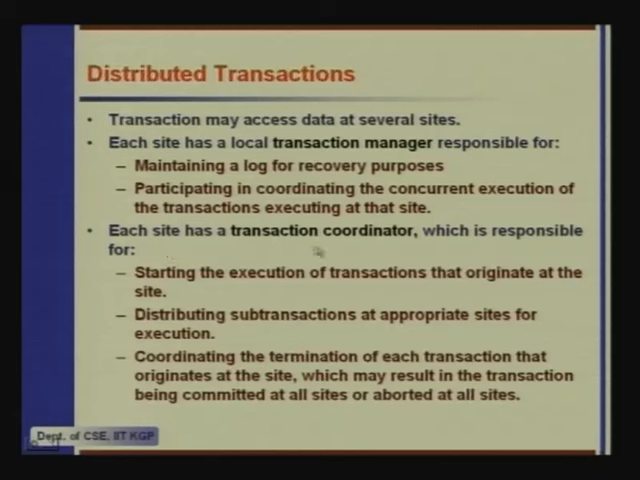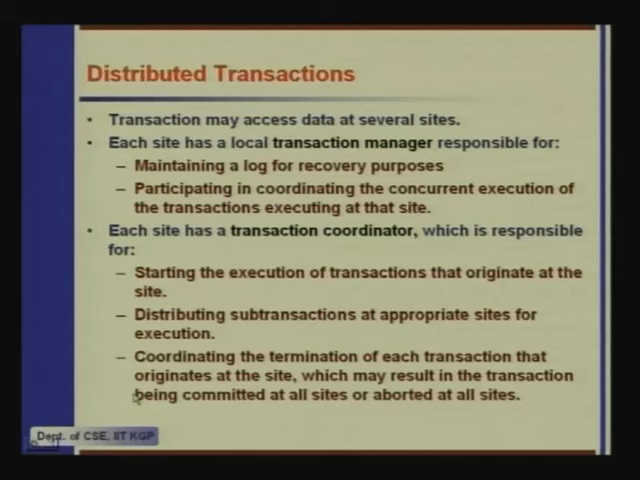Besides this, each site has a transaction coordinator. Now, a coordinator is specific to a particular transaction. So, each transaction has a coordinator. And the coordinator is responsible for starting the execution of transactions that originate at that site. So, it is the initiator of the transaction, distributing sub transactions at appropriate sites for execution, and coordinating the termination of each transaction that originates at the site, which may result in the transaction being committed at all sites or aborted at all sites, right. For this step, we will need the commit protocol.